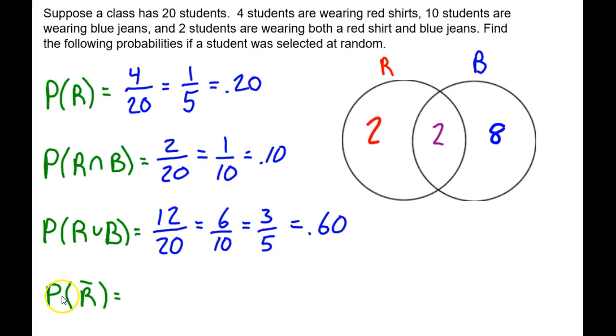Now we want to find the probability of R complement. So all outcomes that aren't an R. So in this case, all students that aren't wearing a red shirt. So if we know there's 4 students wearing a red shirt and there's 20 total students, that means there must be 16 students that aren't wearing a red shirt divided by 20 total students. We could take a 4 out of each of these, which would simplify to 4 over 5, or as a decimal, that would be 0.80. So if we randomly selected a student, there would be an 80% chance that they aren't wearing a red shirt. That's a complement of event R.